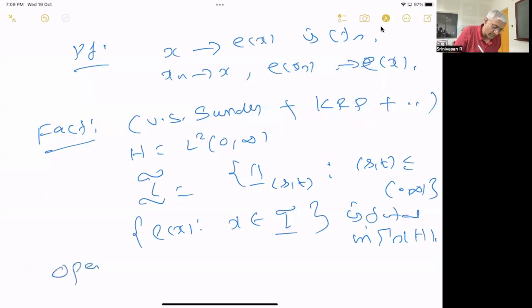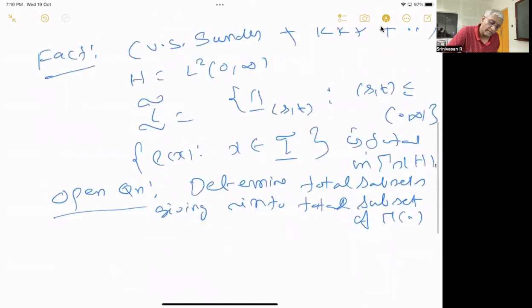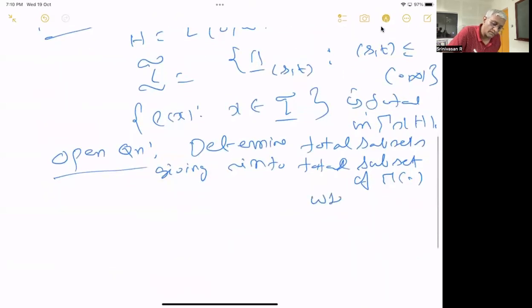Maybe I'll write it down. Open question: determine total subsets giving rise to total subsets of gamma dot when exponentiated. When you exponentiate it, you get the total subset. So this is an open question.